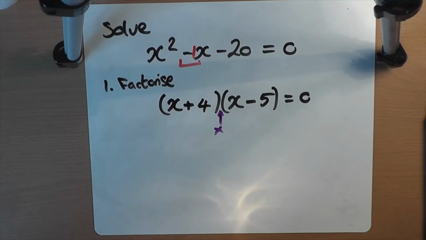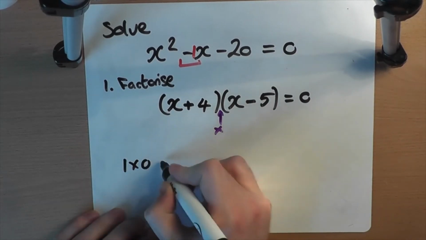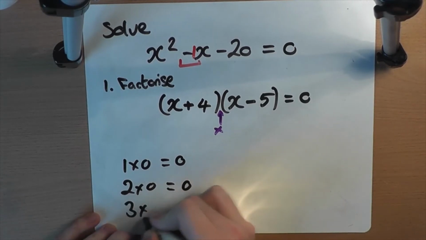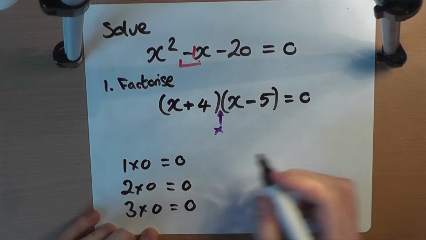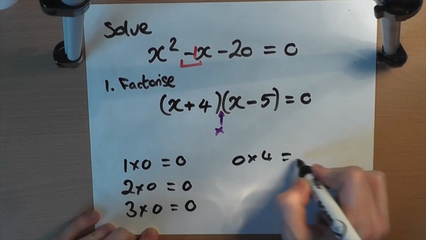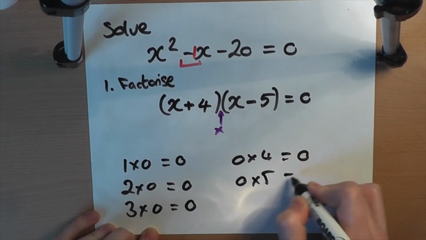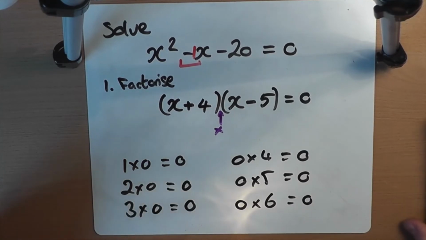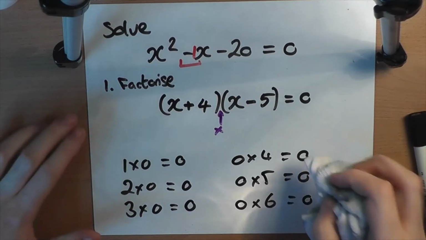The only way we can ever get 0 when we times 2 numbers together is if one of the numbers is 0. For example, 1 times 0 is 0, 2 times 0 is 0, 3 times 0 is 0. Or the other way around, 0 times 4 is 0, 0 times 5 is 0, 0 times 6 is 0, and so on. The only way we can ever reach 0 is if one of the numbers is, in fact, 0.